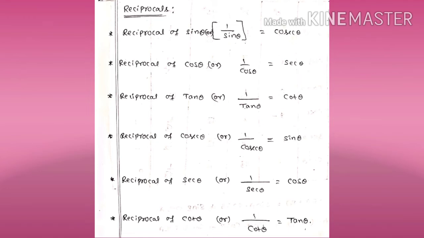Reciprocal of cosecant, 1 by cosecant theta, is equal to sin theta. Reciprocal of secant theta, I mean 1 by secant theta, is equal to cos theta. And last one, reciprocal of cot theta, I mean 1 by cot theta, is equal to tan theta. These are the reciprocals. Okay, let's go for the next slide.